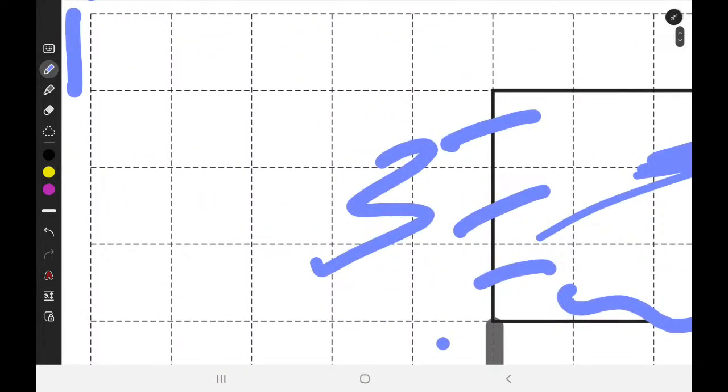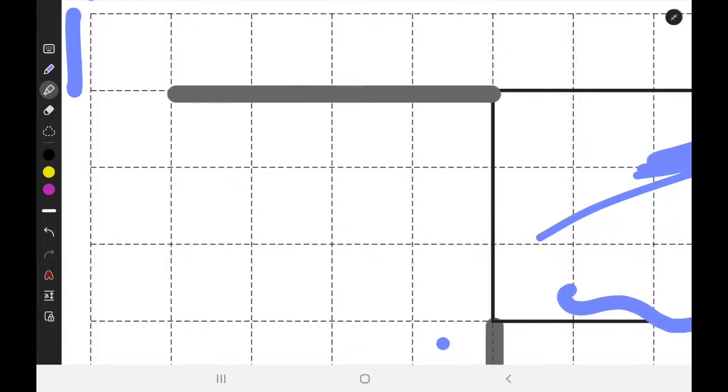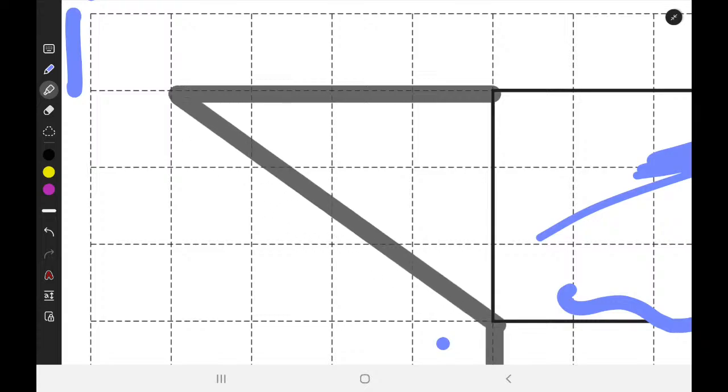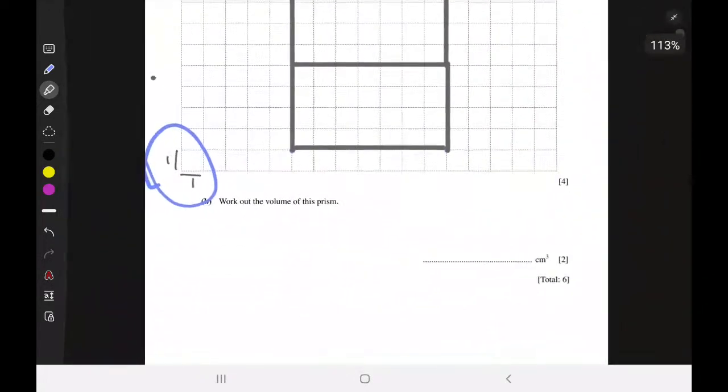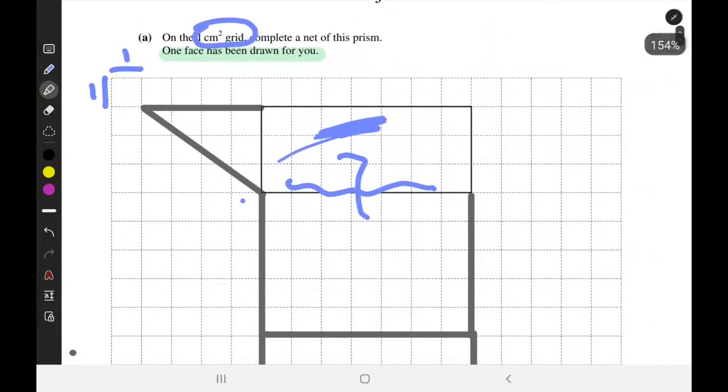So this is going to be 1 2 3 4, and I'm going to connect this one over here. Slightly lengthy question, but how many marks is he giving? He's giving 4 marks. So as I'm explaining to you, I'm taking more time, but as you're going to do it, it will be pretty faster for you.